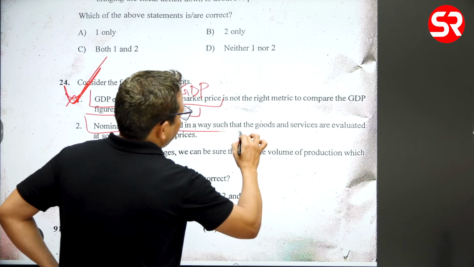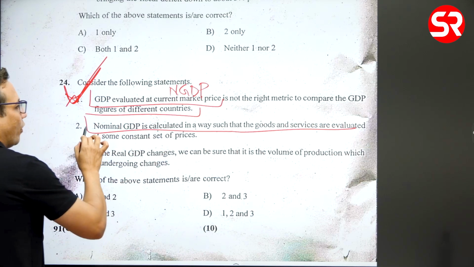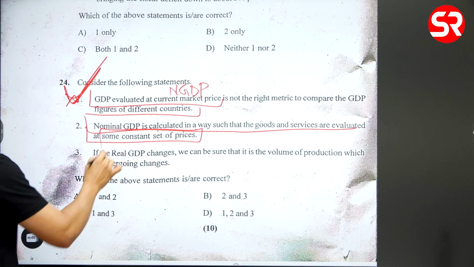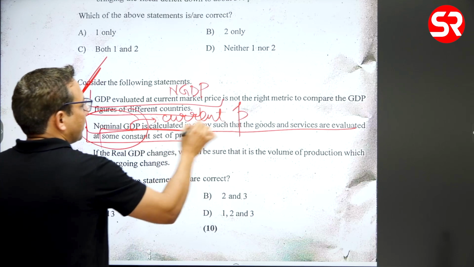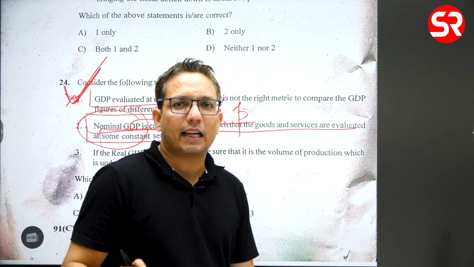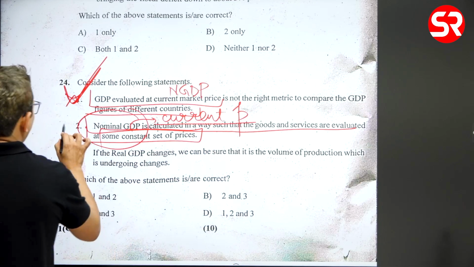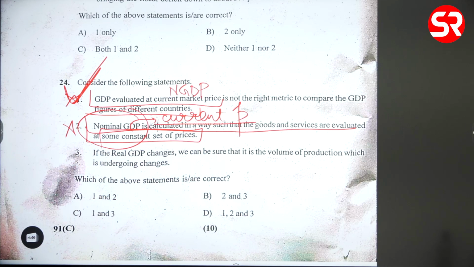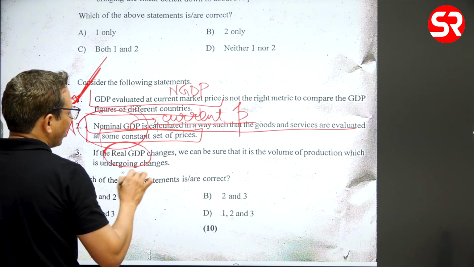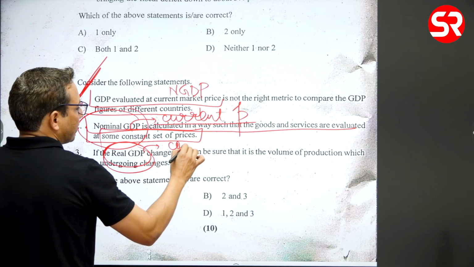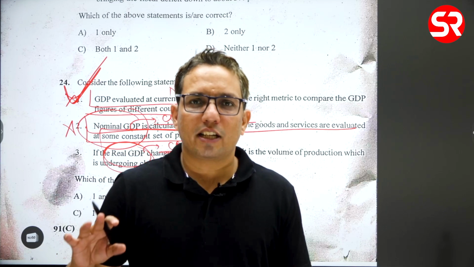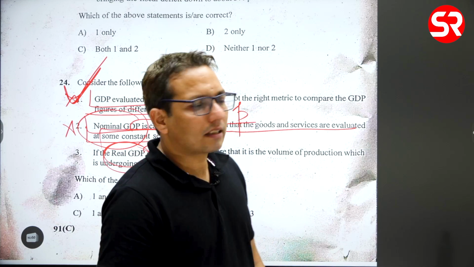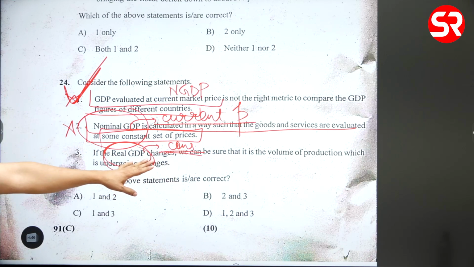Nominal GDP is calculated in such a way that goods and services are evaluated at constant set of prices. This is absolutely wrong, because nominal GDP is for current prices. Nominal GDP is calculated at current prices. Real GDP is calculated at constant prices. This statement is wrong. If the real GDP changes, we can be sure that it is the volume of production which is undergoing changes. Yes, because real GDP is GDP calculated at constant prices. So if real GDP of this year is changing with respect to real GDP of previous year, it means that yes, the volume of production is undergoing changes.